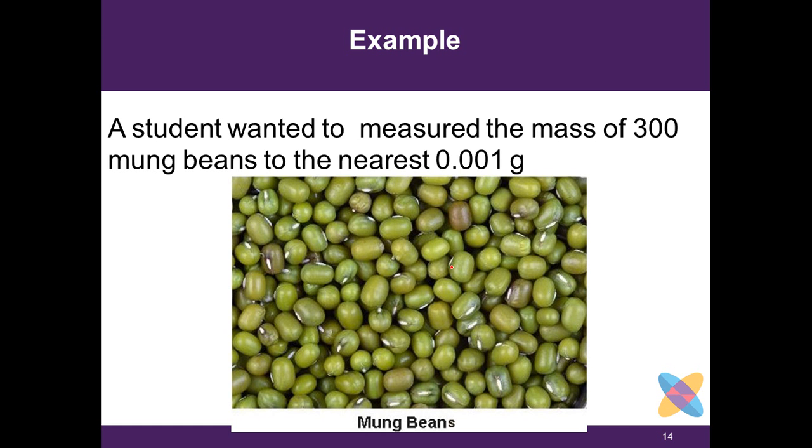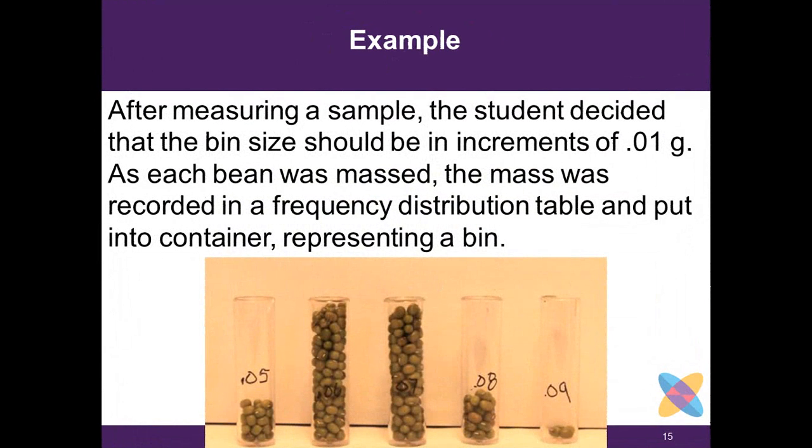So this particular student started to measure the mung beans. And once he started measuring them, he noticed that, oh my gosh, there's just so many different masses that I'm going to have to make some bins. And so this is what the student did. He used little vials and he decided that he would make a bin, and technically the bin that he used was starting at 0.050, and he measured that to 0.059, and he called that the 05 bin.